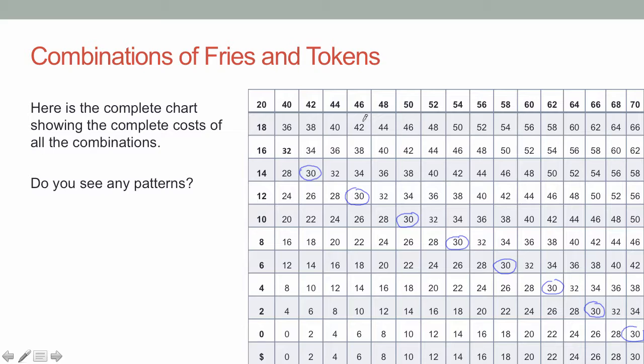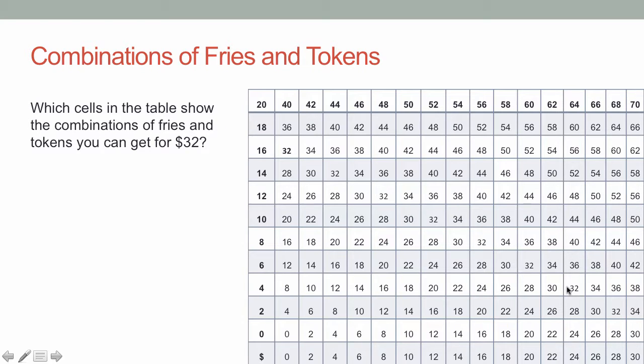Well, there's also 42, 42, 42, and so on. So in our situation of fries and bus tickets, it seems like there's a lot of combinations that cost the same amount. And all those combinations that cost the same amount seem to form a straight line as well. So we get linear patterns. That just means a straight line of the same costs. We both looked at $42 as a consistent line and $30 as a consistent line.